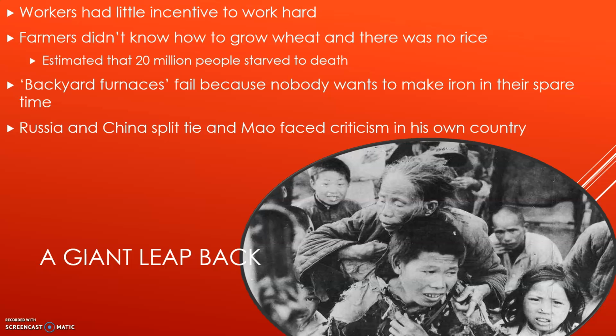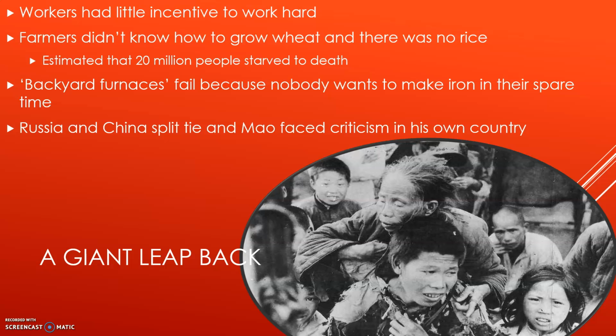And so when the wheat crop failed, and Mao had made everyone grow wheat and there was no rice to fall back on to eat, at least 20 million people starved to death. The numbers range from 20 million sometimes to 60 to 80 million people. I mean, just think of the ramifications of that. He decided to change one crop and 20 million people died. Backyard furnaces didn't work out because, not surprisingly, people did not want to spend their extra time making iron.